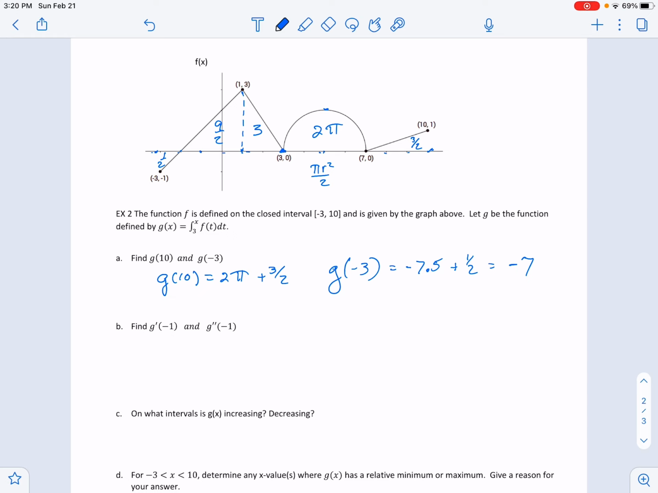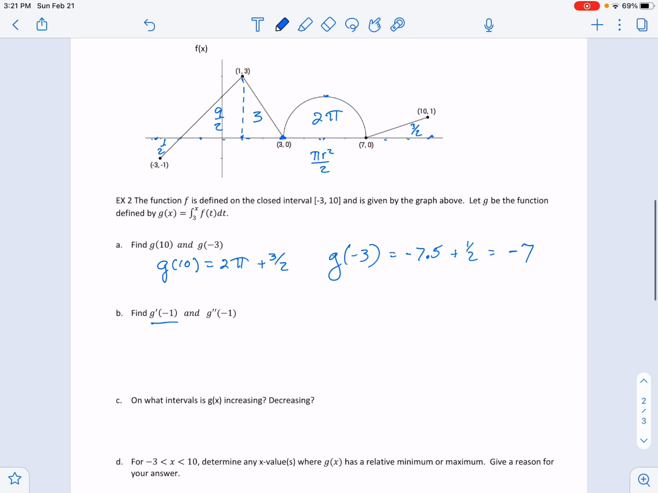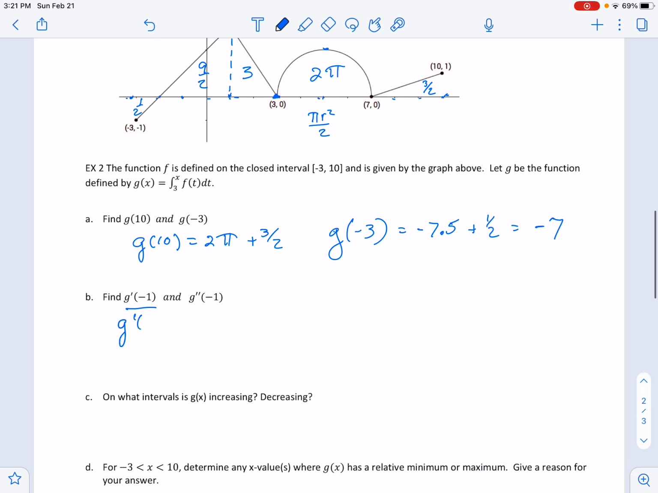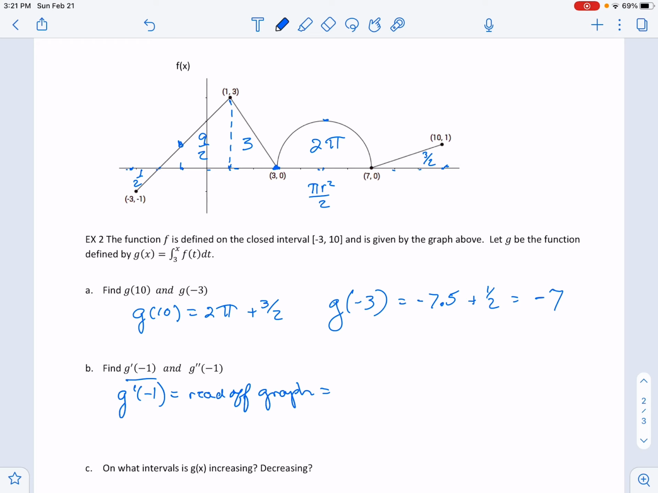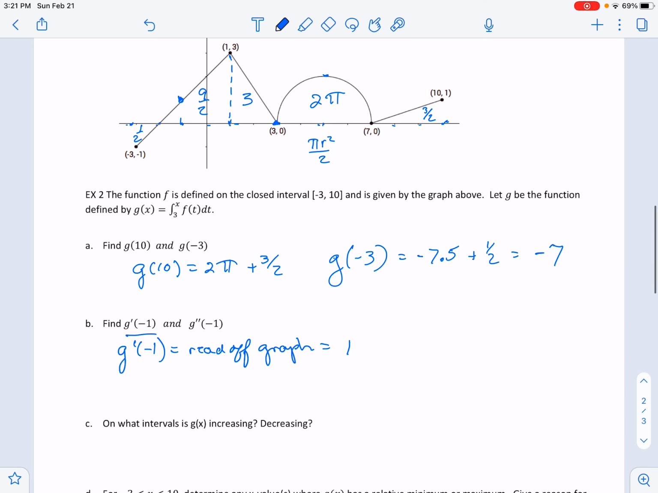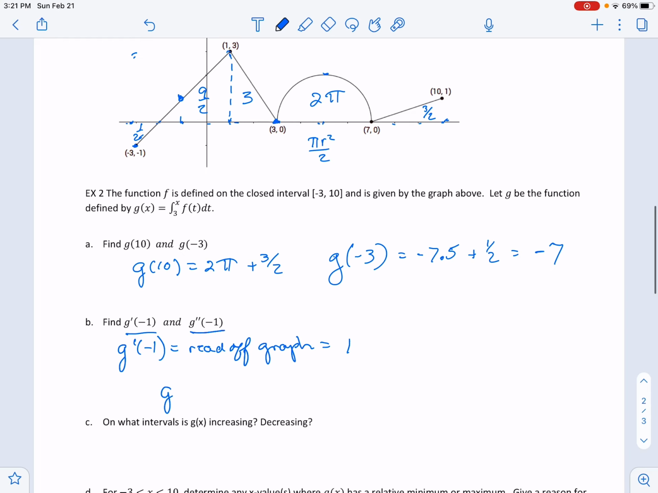All right, now they want to find g prime at negative 1. That you read off the graph. G prime at negative 1. Read off graph. So it equals what? Negative 1 maybe? Sure, 1. G double prime is the slope at negative 1. So let's see, that rise was from negative 1 to 3, so that's 4 and 4, so that's 1. That's the slope.